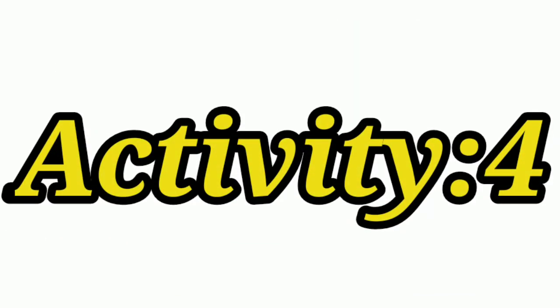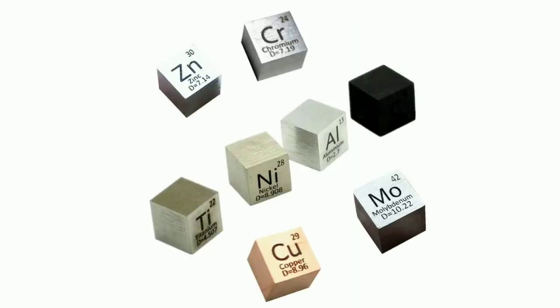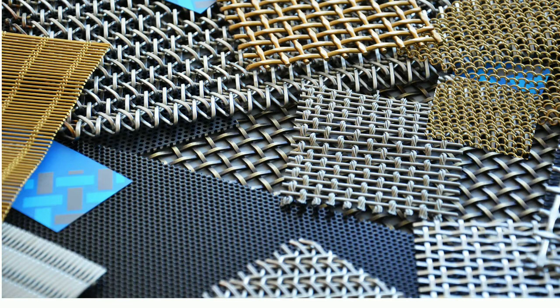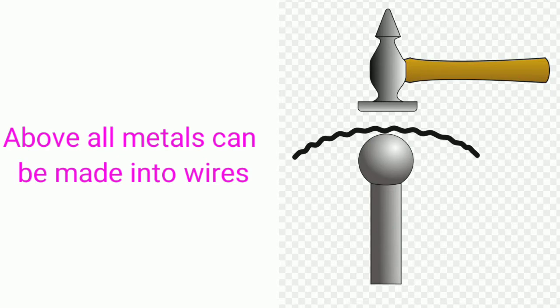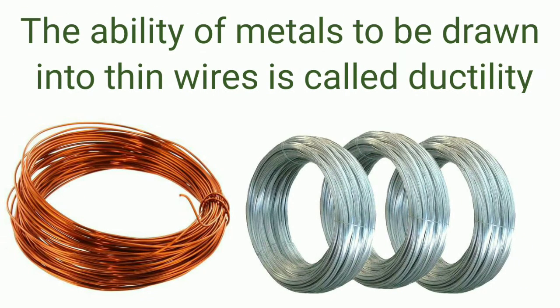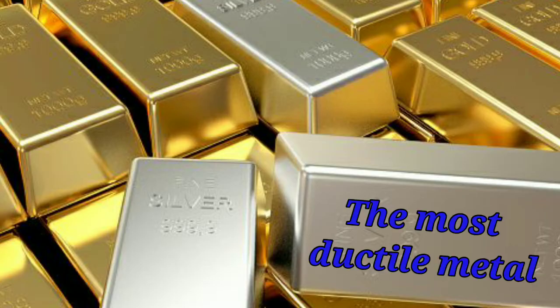Activity 4. Consider some metals such as iron, copper, aluminum, lead, etc. Which of the above metals are also available in the form of wires? You will find that all these metals are available in the form of wires. The ability of metals to be drawn into thin wires is called ductility. Gold is the most ductile metal.